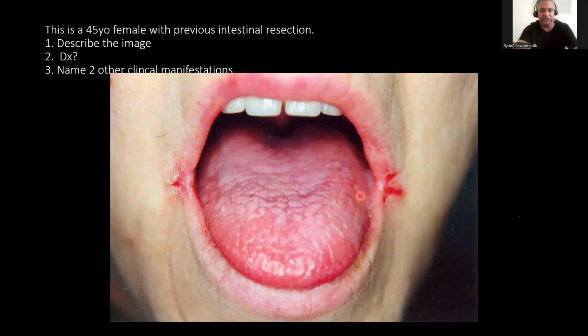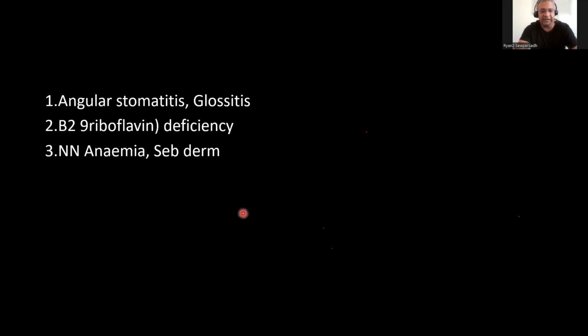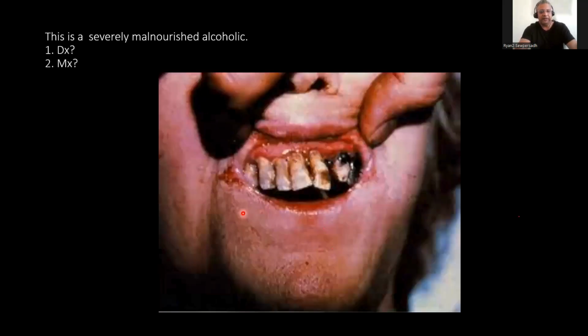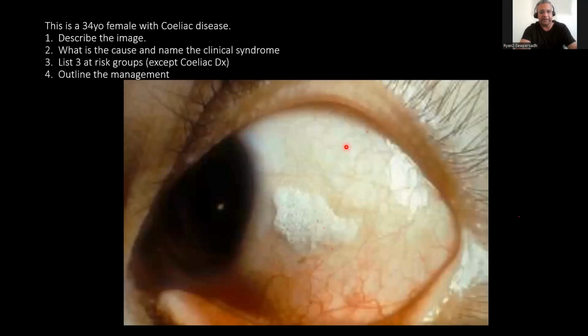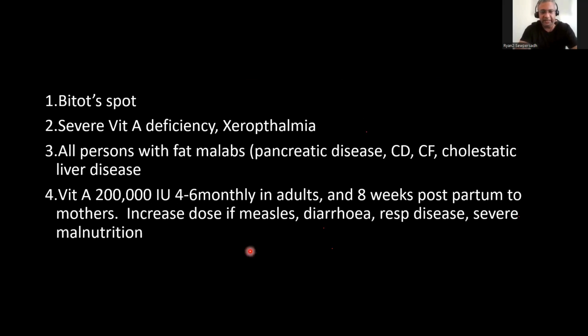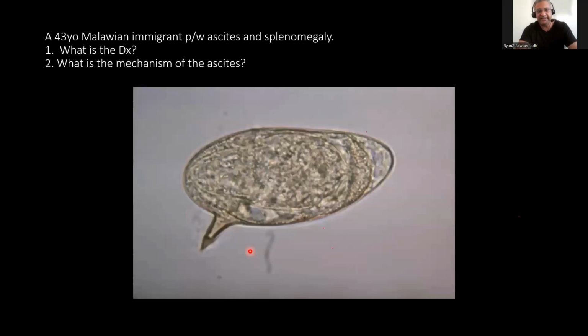Okay, here you can see fissuring of the tongue, very beefy tongue, and angular cheilitis. So you know this is probably riboflavin deficiency. Okay, this is the patient who has terrible bleeding gums, and this is the typical picture of scurvy. So vitamin C deficiency. These are Bitot's spots, which is a form of xerophthalmia, which we have with vitamin A deficiency, probably more common in kids.